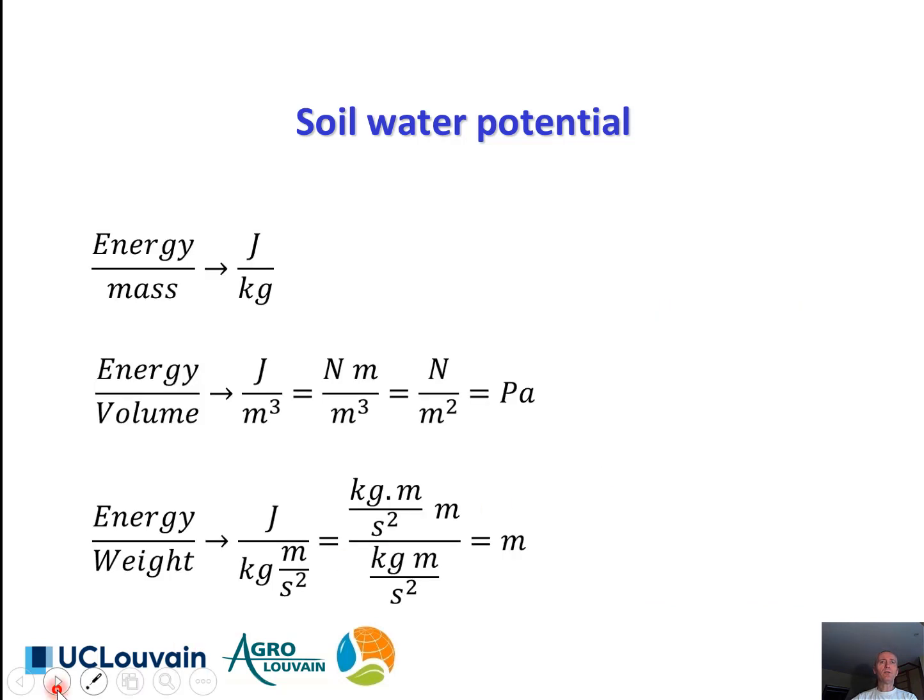The work that we need to introduce can be expressed in an energy per unit of mass of water, or per unit of volume of water, or per unit of weight of water. In the latter two cases, units of water potential simplify to either pressure units, hence Pascal, or length units, hence meters. We therefore can express water potential in pressure units or equivalent length units. In the latter case, it refers to the hydrostatic pressure of an equivalent water column. In soil hydrodynamics, we call this pressure the pressure head.